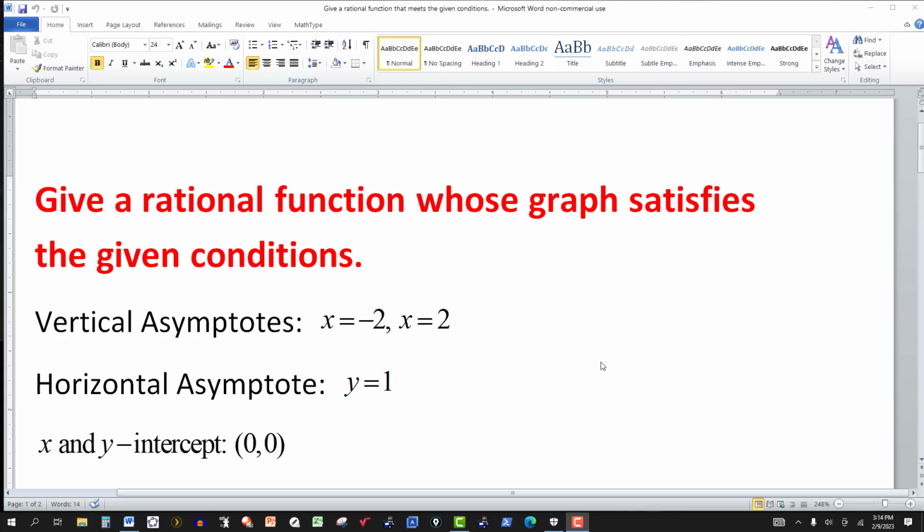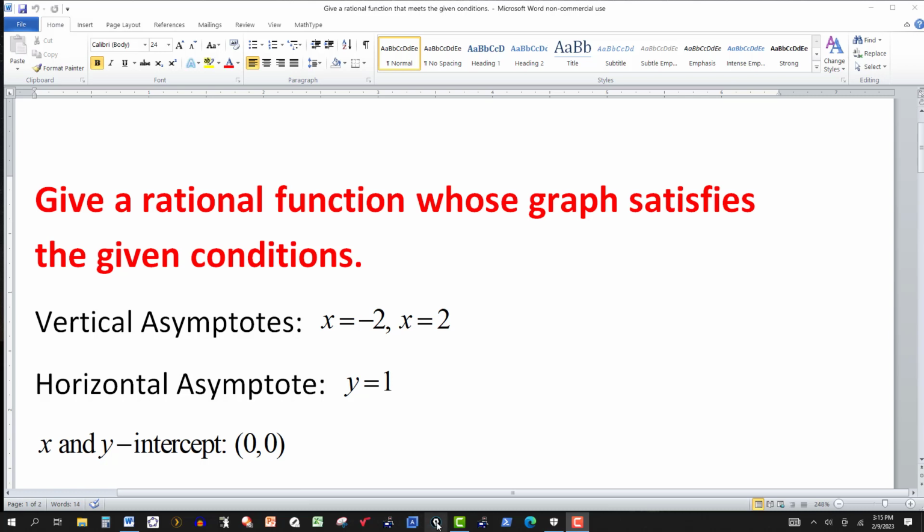In this video, we're given some information about the graph of a rational function, and we want to come up with the function that satisfies this information. So we're given that it has vertical asymptotes at x equals -2 and x equals 2. Those are the equations of the asymptotes. As a horizontal asymptote, y equals 1, and the x and y-intercept is the point (0, 0). So all we're going to do here is actually go backwards.